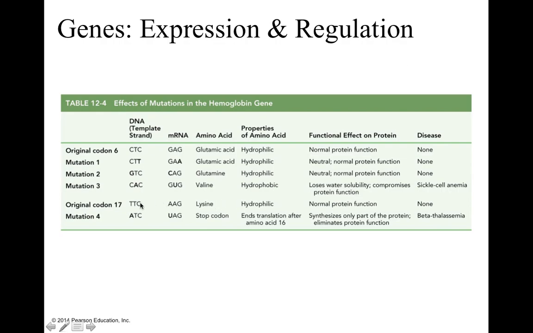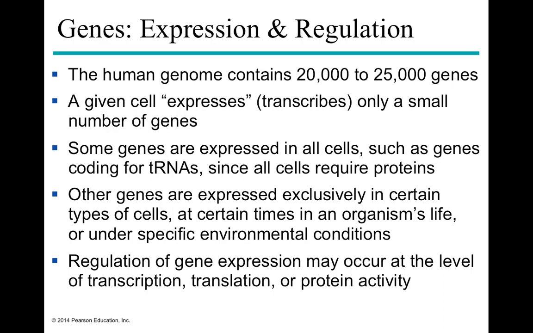And here's another example, a mutation in codon 17, which is normally TTC. If it becomes ATC, then it codes for UAG. UAG is a stop codon. So instead of having a hydrophilic amino acid, lysine, we end up with a stop codon. So we have a premature translation termination. It's going to stop after amino acid 16, which synthesizes only a very small part of the protein, and it completely destroys protein function. And that's called beta thalassemia. Again, these individuals are going to constantly need blood transfusions because they don't have any beta hemoglobin.